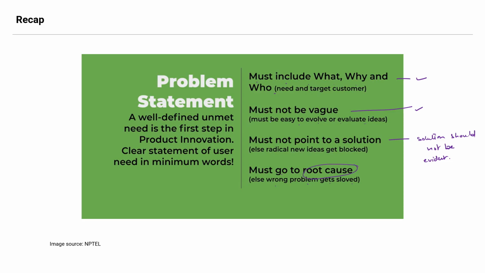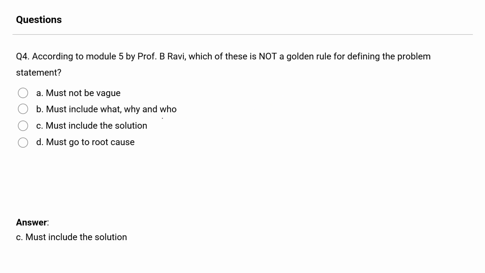So root cause is also important, this is also important, that is also important, just the solution should not be there. It should not point towards a solution because we are framing the problem statement, right? A well-defined unmet need is the first step in product innovation, right? So the correct answer for this question is option C, because ideally it should not include the solution. With the golden rule, it should not include the solution.